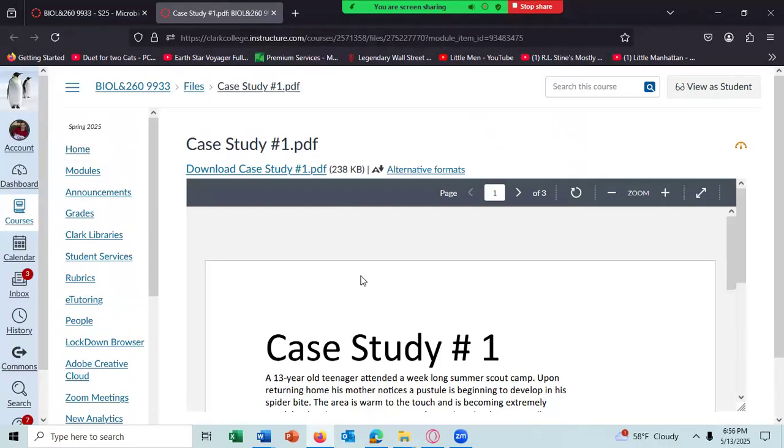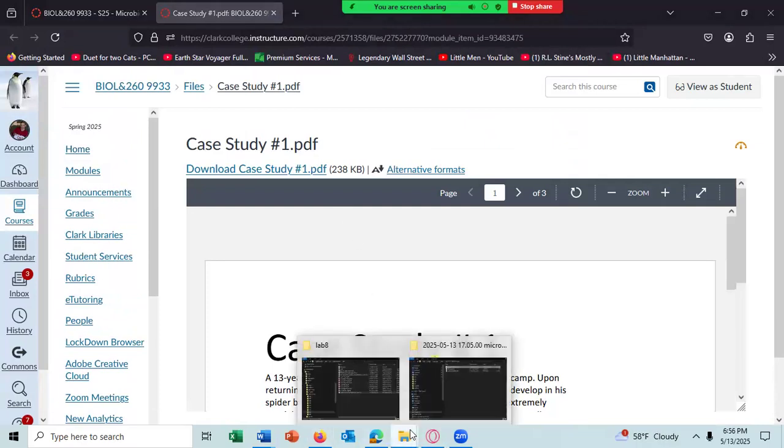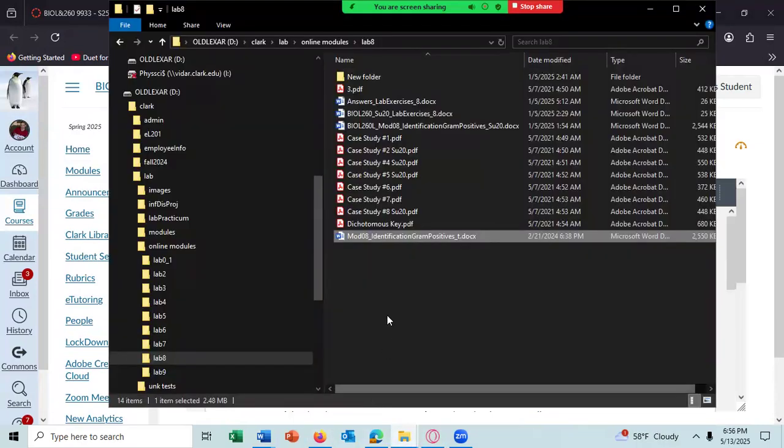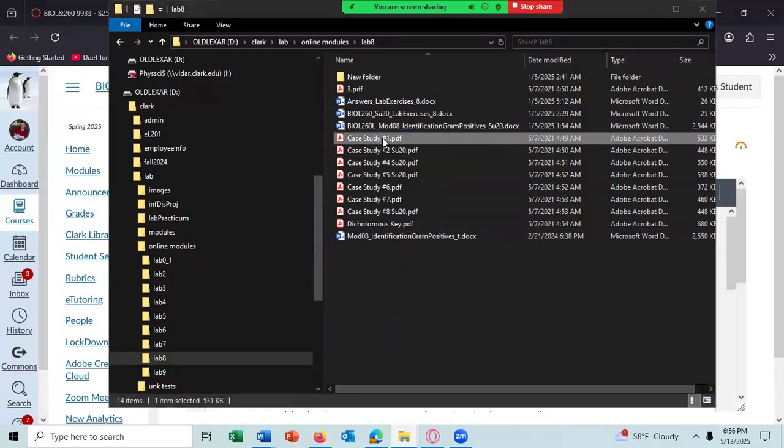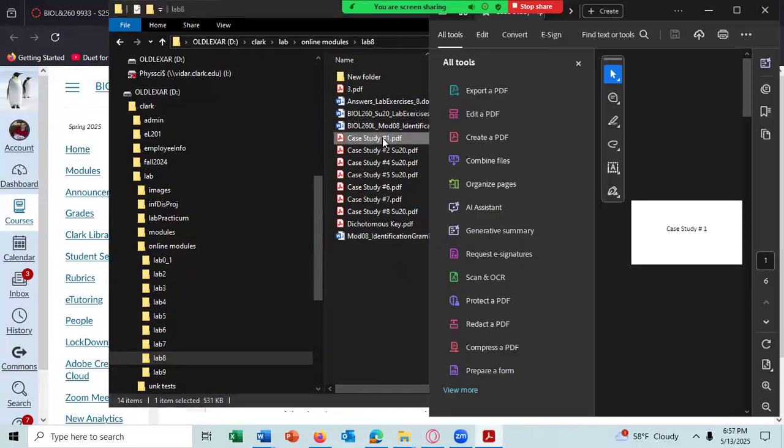No, actually, I got a better way to do this. Let me use it from my lab because it'll be easier, it'll open up better.